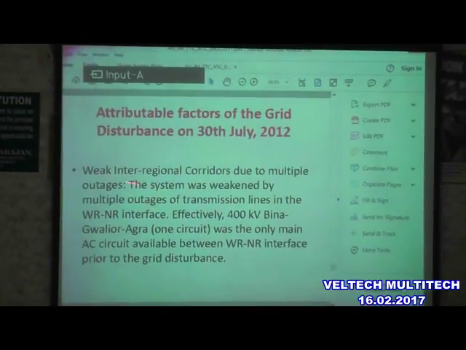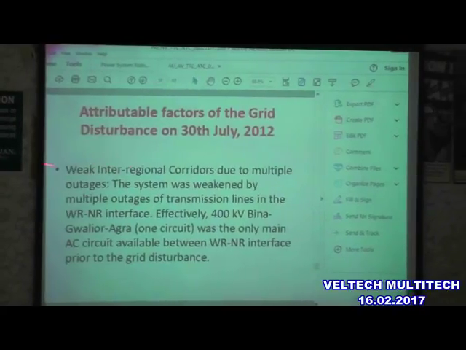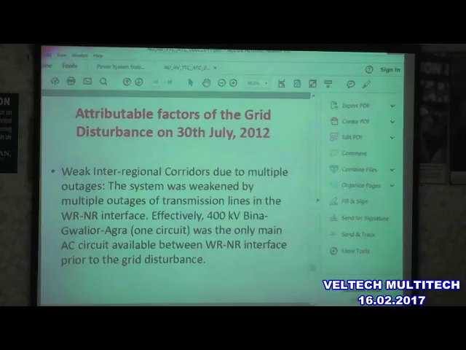So what's now happening? Weak regional corridors due to multiple outages. Now, have weak interregional corridors happened or not? Let us finish this story. The system was weakened by multiple outages, not one outage. When one outage took place, our protection system should have sensed that and immediately informed the operator.